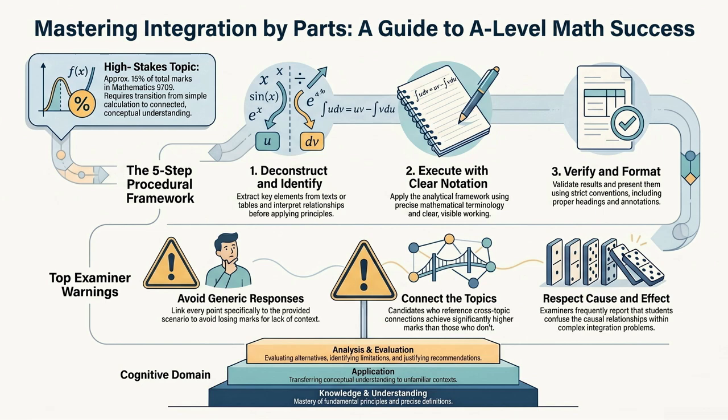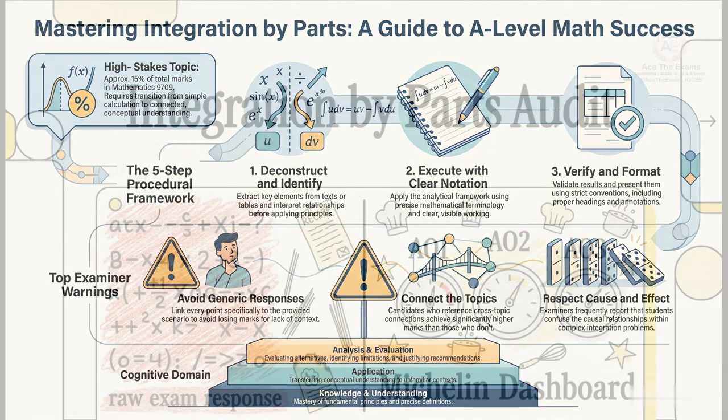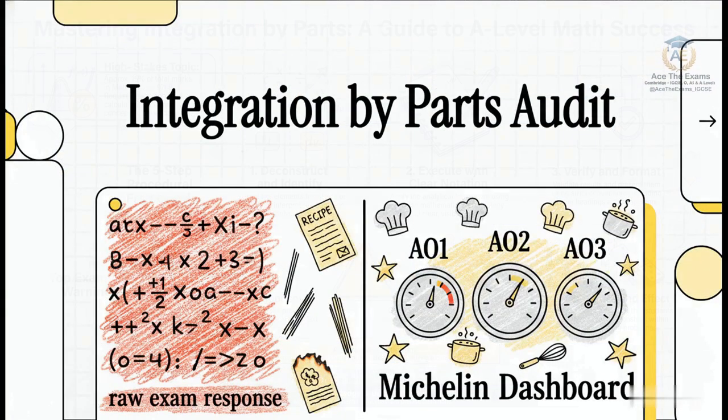Welcome to this explainer. I am your master auditor, and today we are stepping into the digital kitchen workshop for a razor-sharp, high-stakes grade makeover. We are taking an uncompromising look at Cambridge AS and A-Level Math 9709, specifically targeting a massive vulnerability that ruins otherwise perfect exam papers: integration by parts.